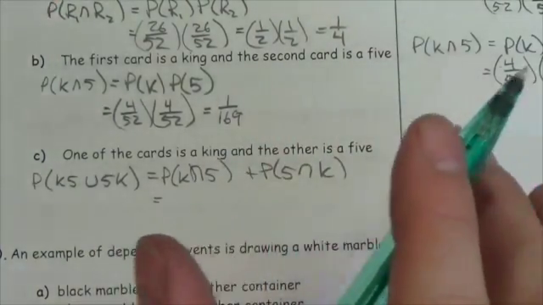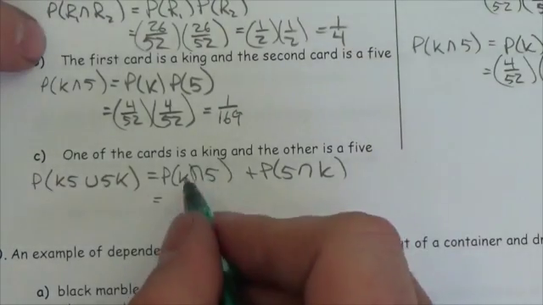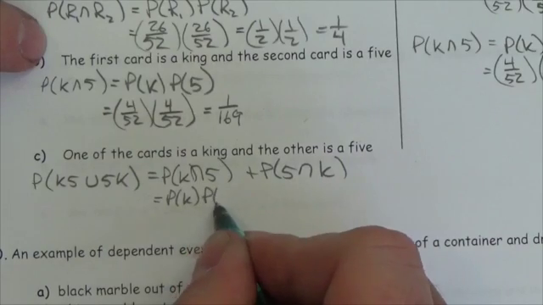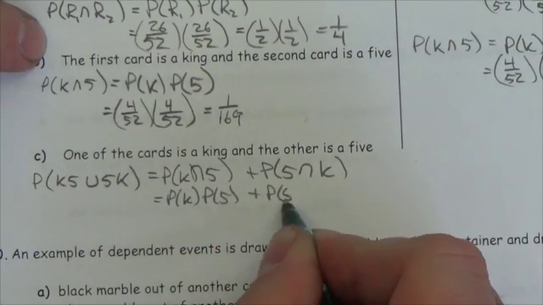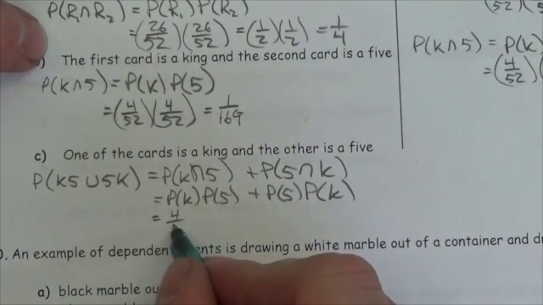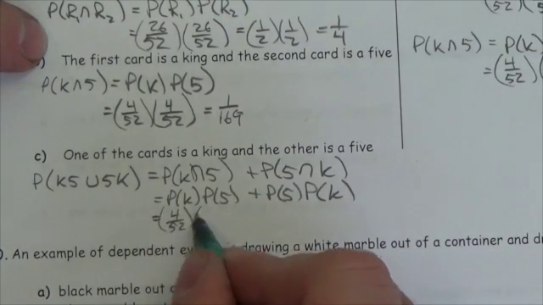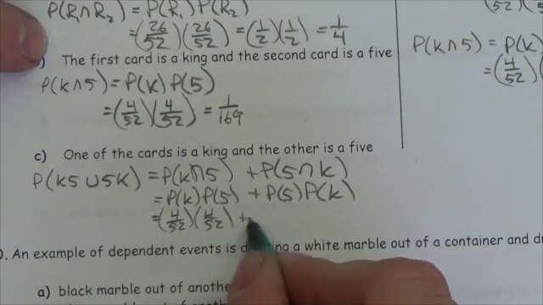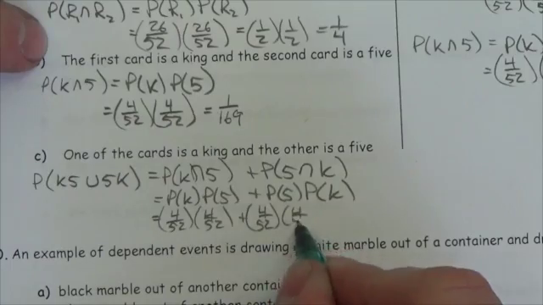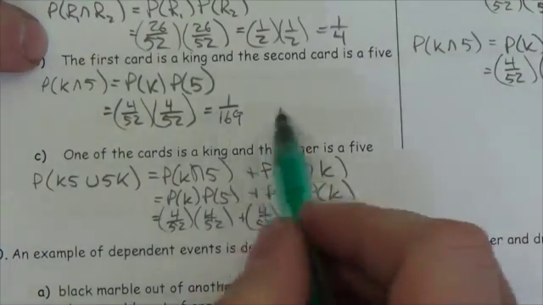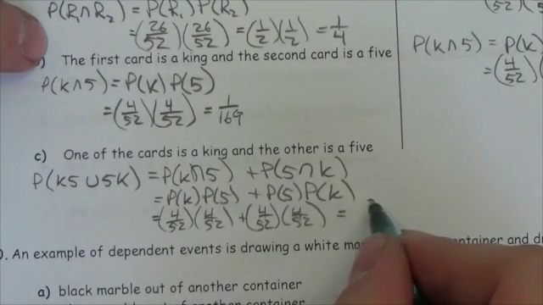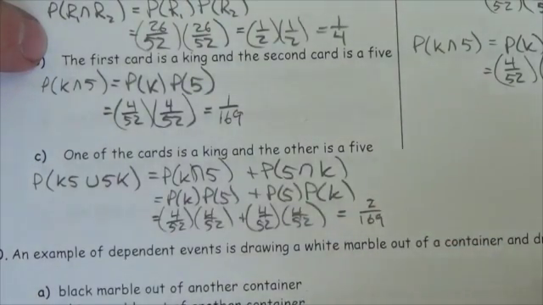Now, if you put the card back, that's going to be the probability of a king times the probability of a 5 plus the probability of a 5 times the probability of a king. And in this case, that's going to be 4 out of 52 times 4 out of 52 plus 4 out of 52 times 4 out of 52. Essentially, it's the same thing that we did in that previous question. There's just going to be 2 of them. So this will end up being 2 out of 169.